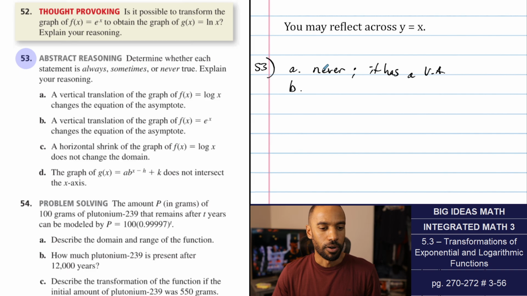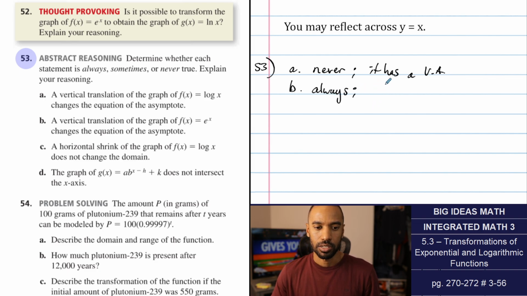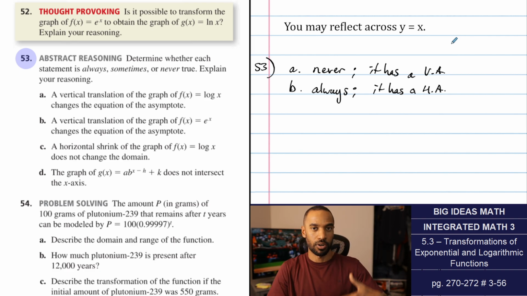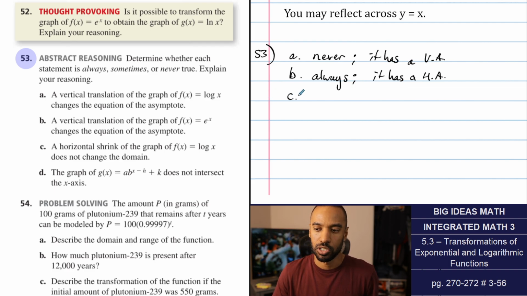Part B, a vertical translation of the graph of f of x equals e to the x changes the equation of the asymptote. Always. It takes before the asymptote, because it has a horizontal asymptote. If the horizontal asymptote before is at y equals 0, now it's at y equals k, so it is now changed. So that's from never to always on those, because that is a horizontal.